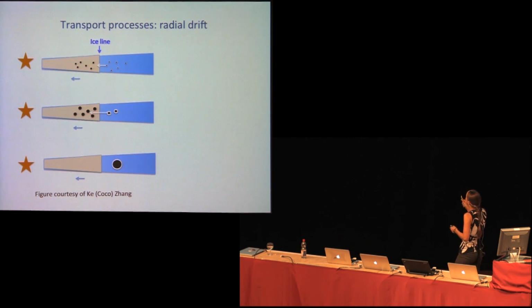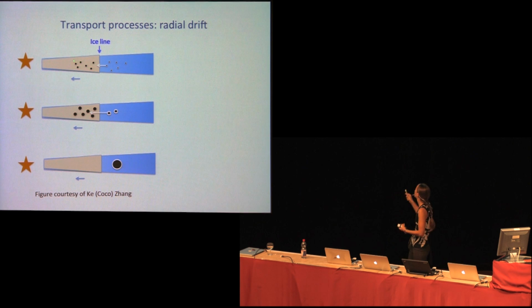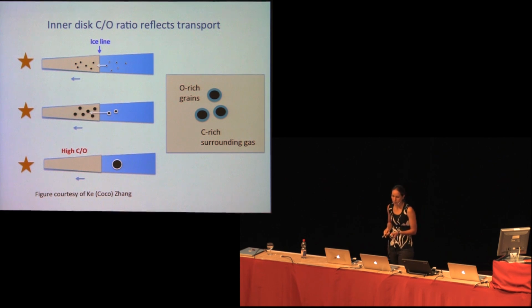So the idea here, and we already heard about this from Leonardo Testi, is that grains in disks migrate inwards because of the pressure gradient in the gas. And the degree to which they drift depends on their size. So small grains move with the gas. Larger grains move faster than the gas. And the largest grains stay where they are. Now, the reason we have a hope of measuring this kind of transport is due to the following reason.